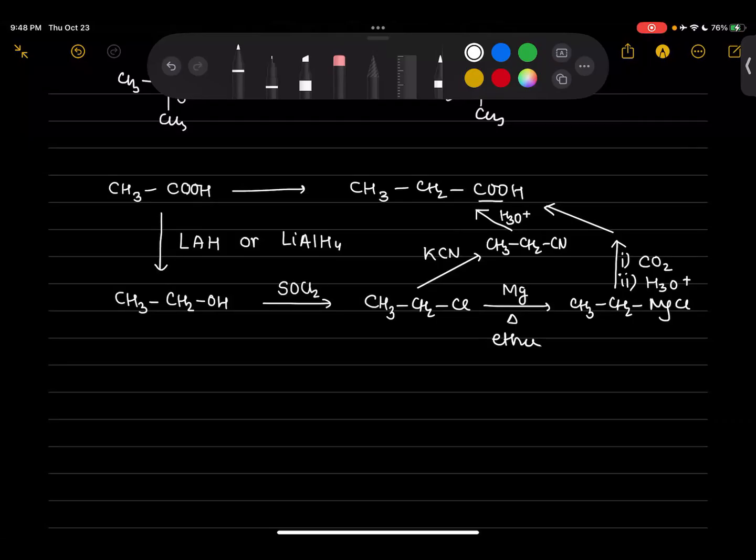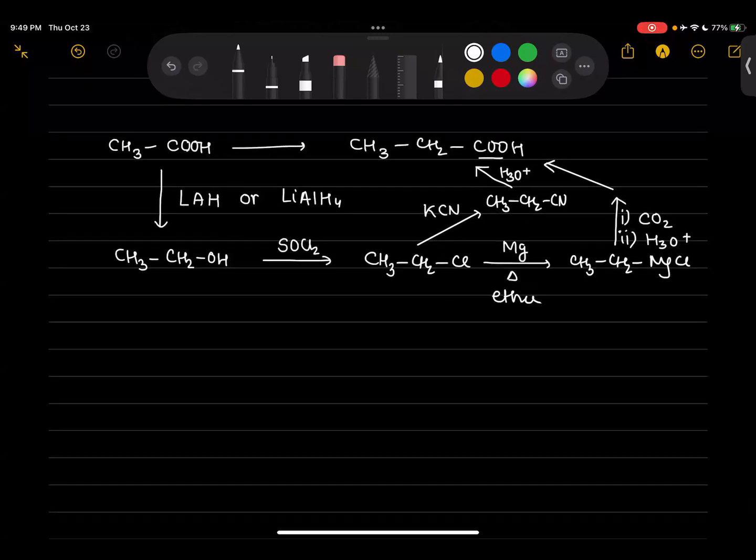Similarly, there are ways by which you can decrease the carbon atoms also. You need to cut it off. You need to remove the carbon atom.